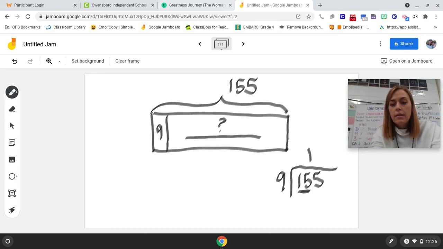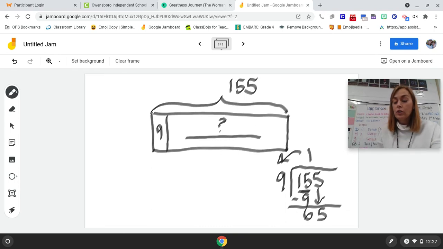9 times 2 is 18. 9 times 1 is 9. So 1 times 9 equals 9, and 15 minus 9 equals 6. Okay, now I have to check and bring down, and I bring down my 5, and I start all over again. Now this one's a little bit larger.